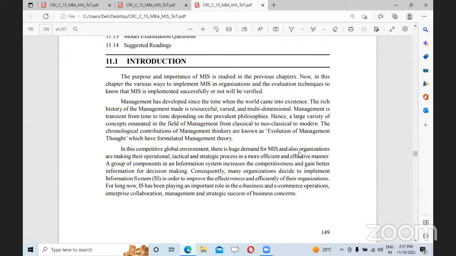The purpose and importance of MIS were studied in the previous chapters. Now, in this chapter, the various ways to implement MIS in organizations, and the evaluation techniques to know whether MIS is implemented successfully or not, will be verified.